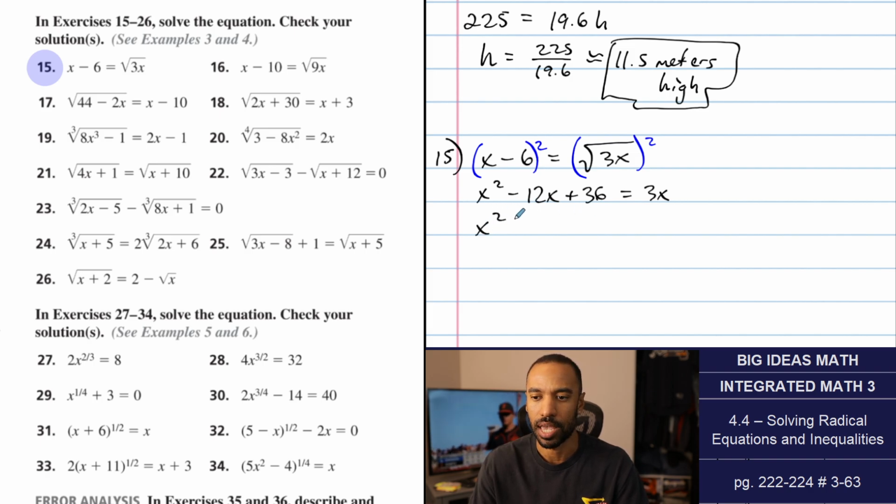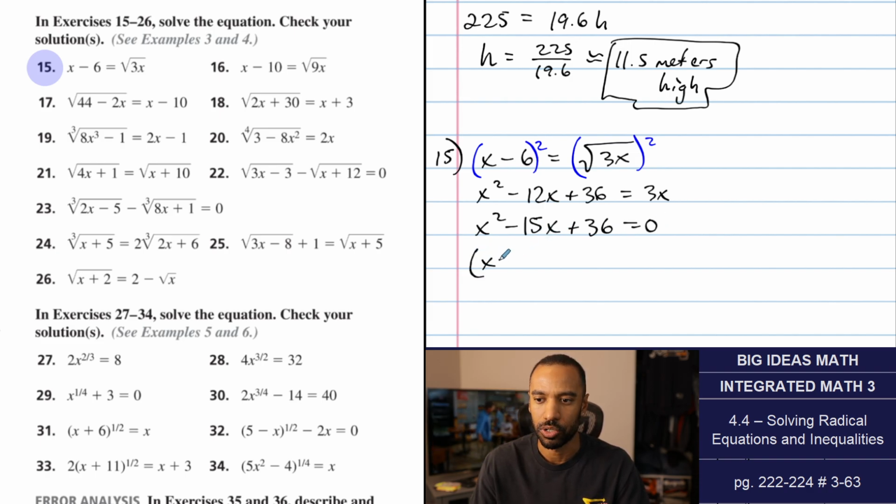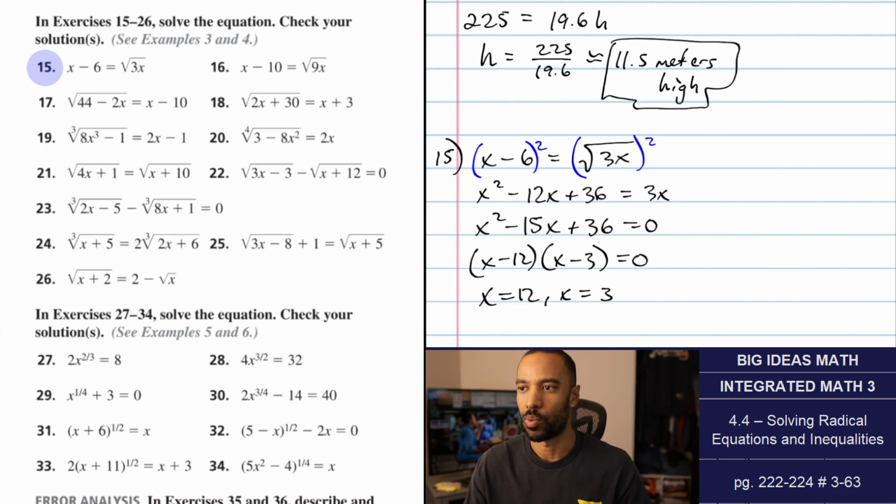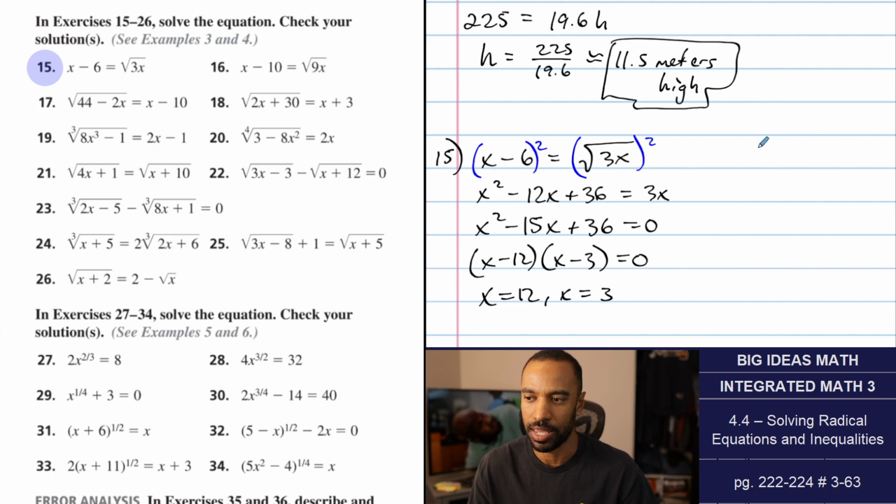Subtract 3x to both sides to solve this, and when set equal to 0, try and solve by factoring, see if it's possible. This one can factor into x minus 12 times x minus 3. And then your two solutions will be x equals 12 and x equals 3. Now, I'm going to double check these ones. I'm going to write them on the side. There are instances where I'm probably going to be doing it mentally. But let's start by writing this one out.